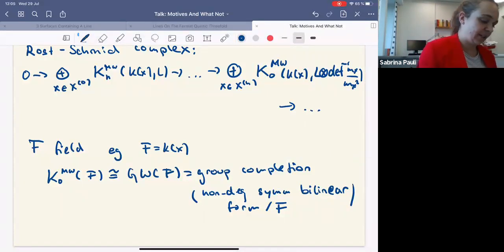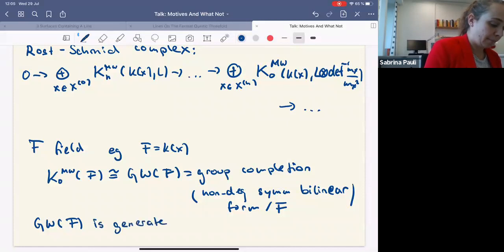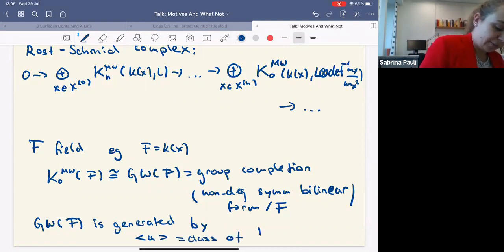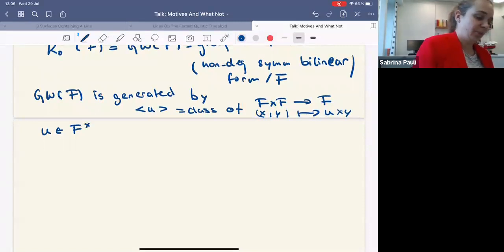But since every quadratic form can be diagonalized, I can also give you a definition of this in terms of generators. This is generated by rank 1 quadratic forms, or symmetric bilinear forms, which I denote by bracket u bracket, which is the class of the following form. Here is the symmetric bilinear form which sends (x, y) to uxy. And of course, u has to be a unit, otherwise this would not be non-degenerate. But if I replace x by vx and y by vy, this is isometric to this, and I get the form uv squared, but they are the same, so I can divide out by unit squares here.